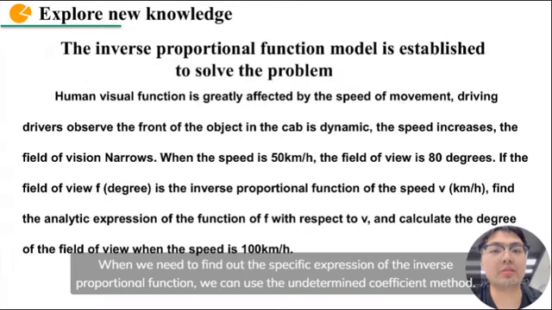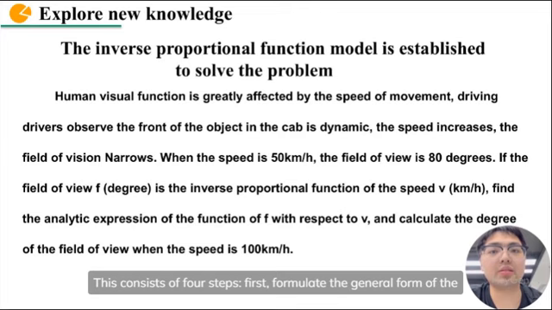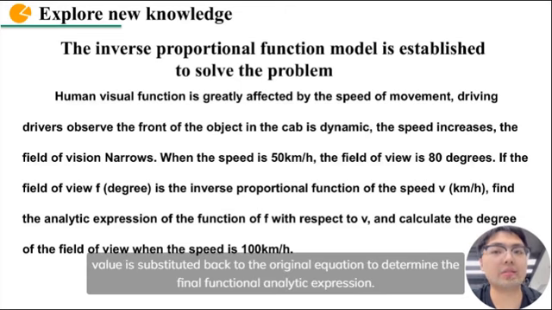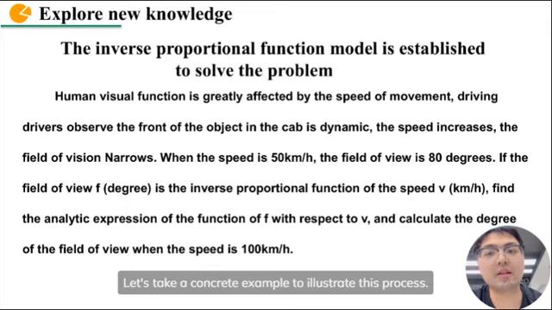When we need to find out the specific expression of the inverse proportional function, we can use the undetermined coefficient method. This consists of 4 steps. First, formulate the general form of the function, then substitute the given conditions to get the equation for k, then solve the equation to find the value of k. Finally, the k value is substituted back to the original equation to determine the final functional analytic expression. Let's take a concrete example to illustrate this process.